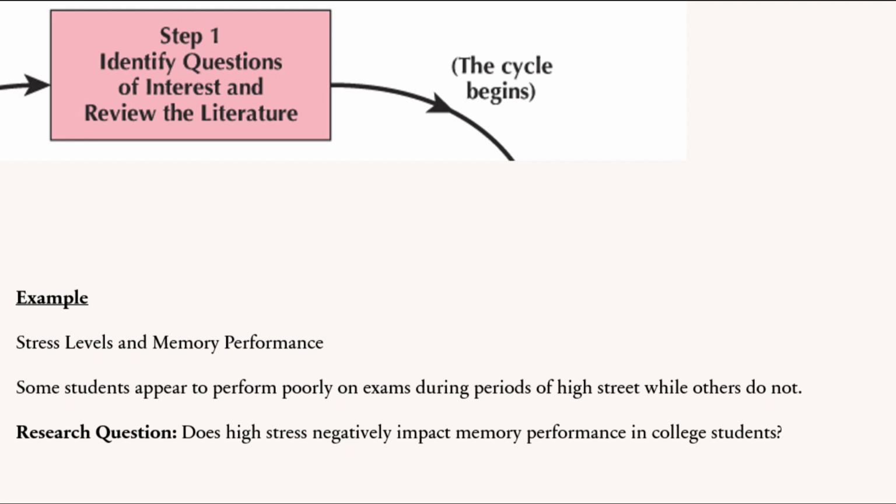Step 1. Psychologists develop specific research questions that they aim to answer through systematic investigation. These questions are often framed to be testable and measurable. For example, a psychologist is interested in understanding the relationship between stress levels and memory performance. They observe that some students in their college appear to perform poorly on exams during periods of high stress, while others seem to do just as well or even better. This observation leads to the following research question: does high stress negatively impact memory performance in college students?